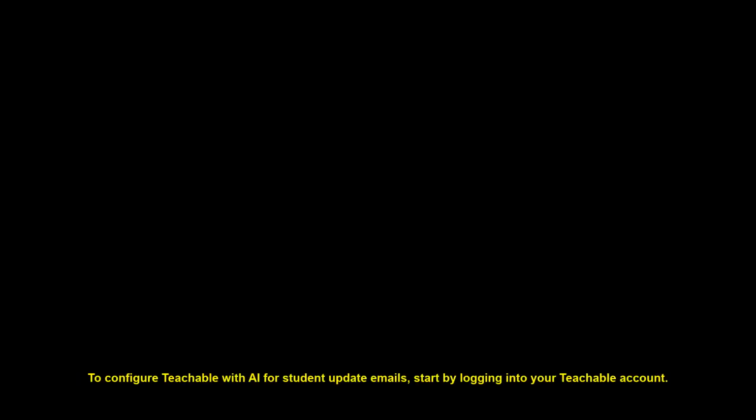To configure Teachable with AI for student update emails, start by logging into your Teachable account. Navigate to the Settings section in the left-hand menu. Select the Emails tab to access your email settings. Look for the option to integrate with your preferred AI tool for automation.